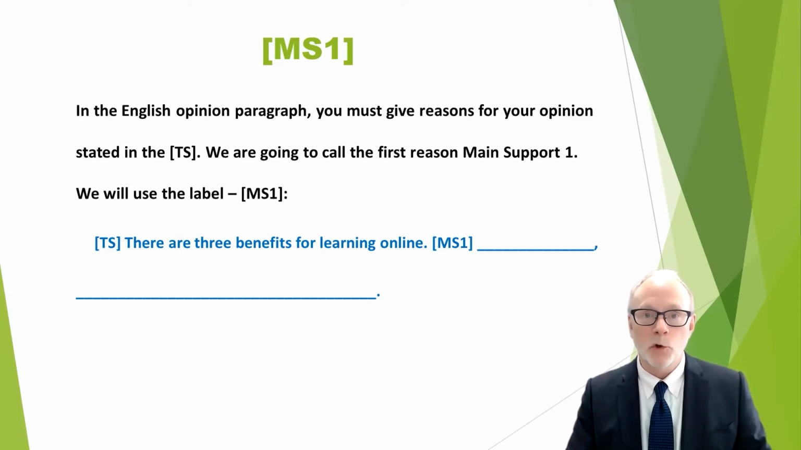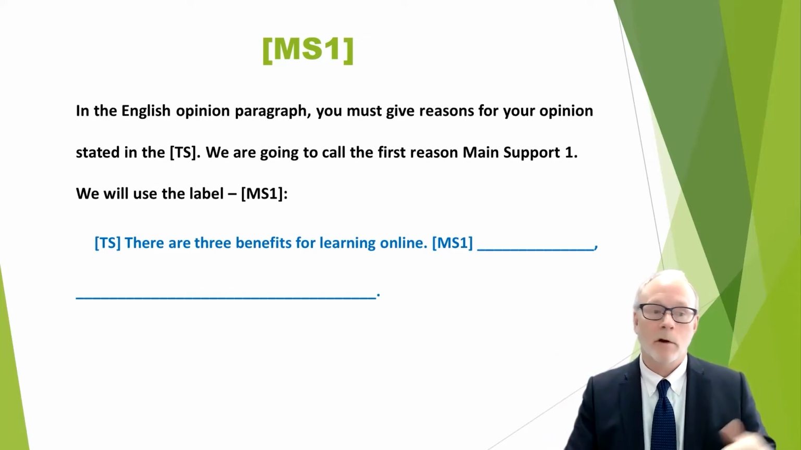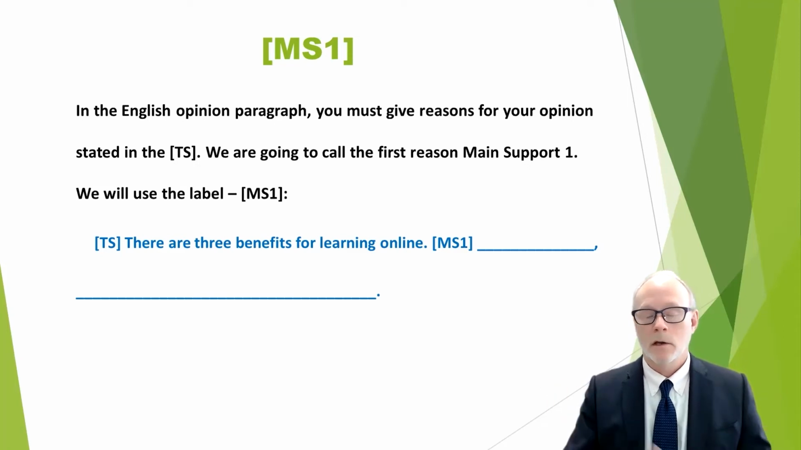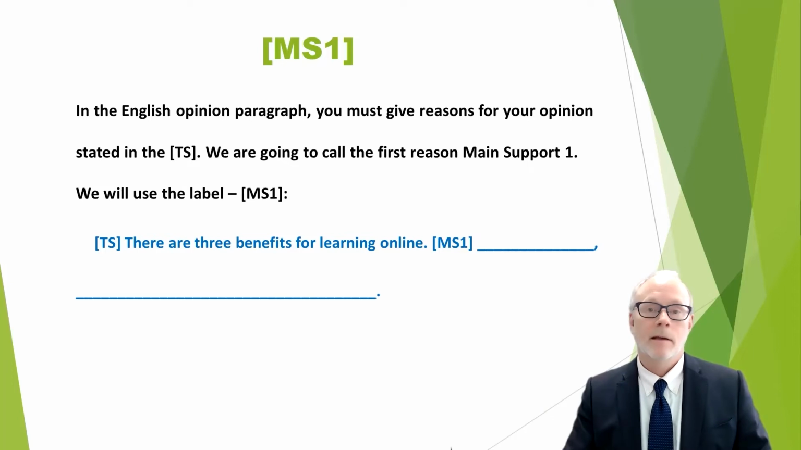And if you look at the blue writing on the screen, we have a topic sentence. So that was our first step. So we have the bracket TS. Remember, there's a space at the beginning. It's indented, 3 spaces. So there are 3 benefits for learning online. The next part is our MS1 label. And again, it's in brackets. So we do not have to write down notes, jot down ideas. We don't need an idea web. We don't need an outline. We have our TS. Our next sentence is always MS1, our first main supporting point or reason.